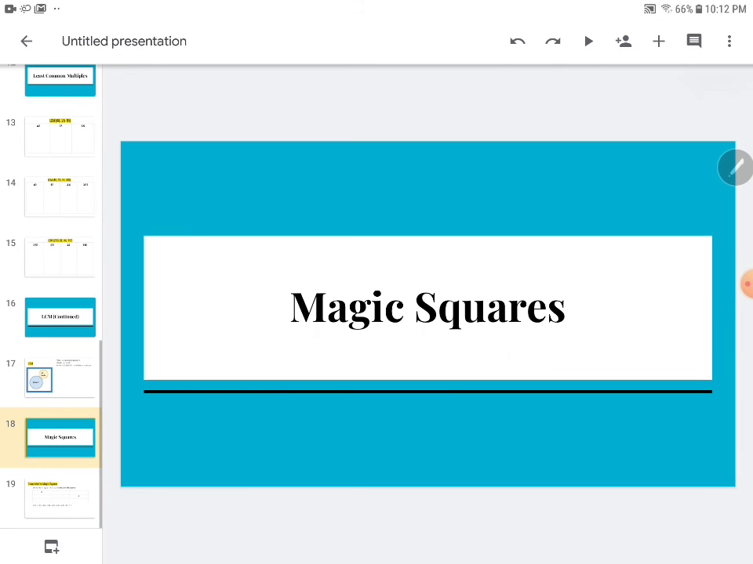Now for our final problem, we are going to discuss magic squares. They're going to look very difficult. They really aren't. There's actually a very easy method and a little bit of trial and error, and eventually you will find your solution for your square.